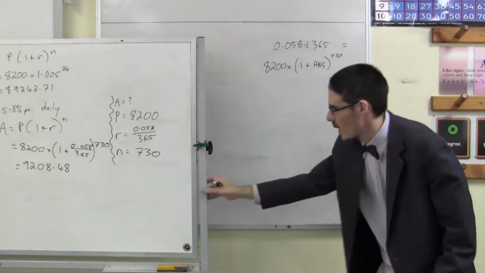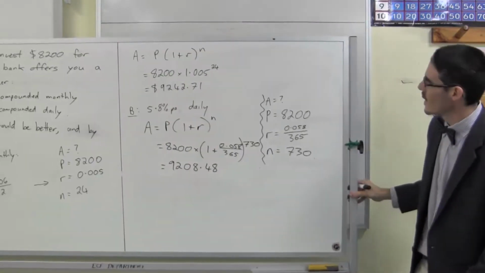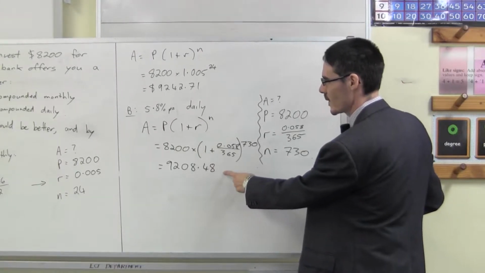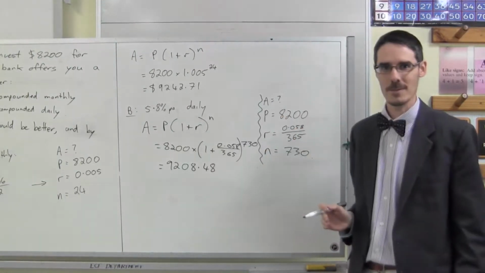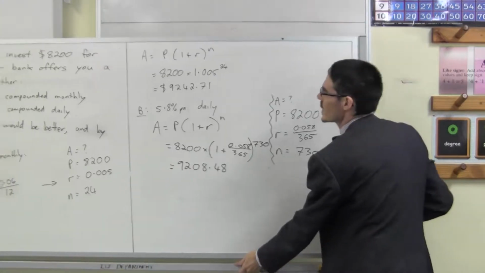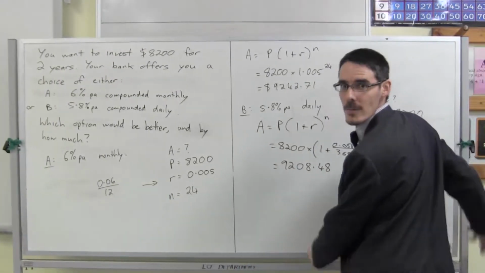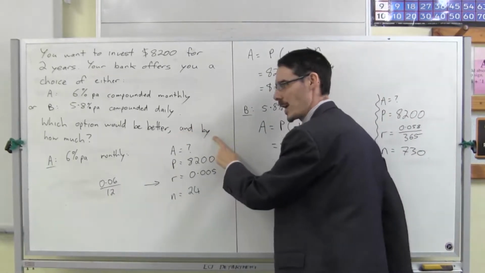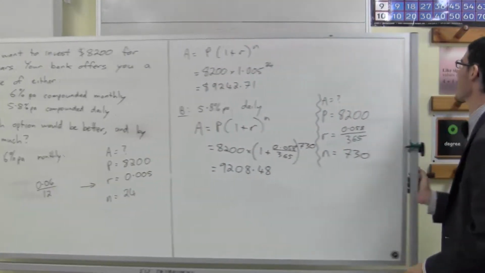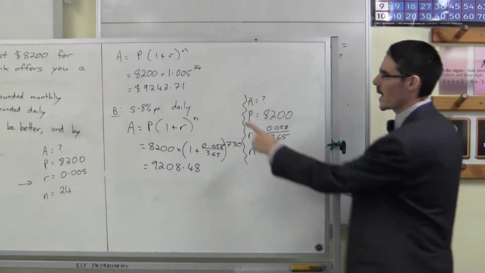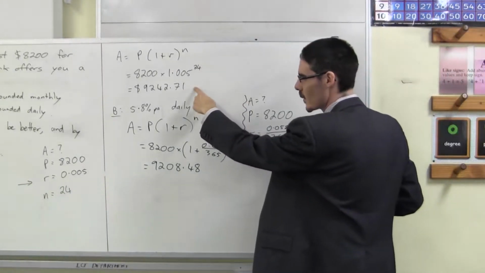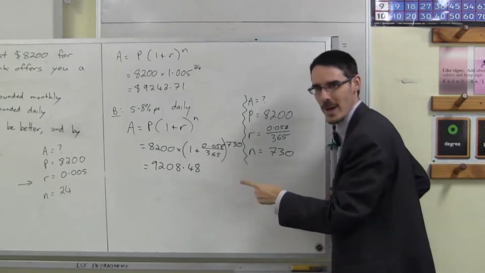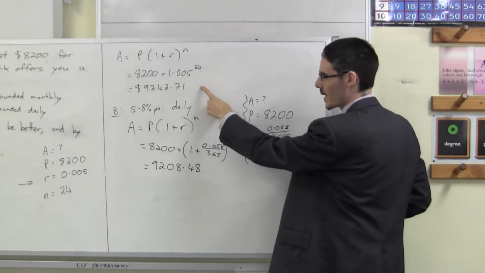Okay? So, where was I? This number, 9208.48. Okay, have I answered the question yet? No. The question said, let me remind you, which option is better and by how much? So, option A was 9242.71, option B was 9208.48. Which one's better? Clearly, option A.